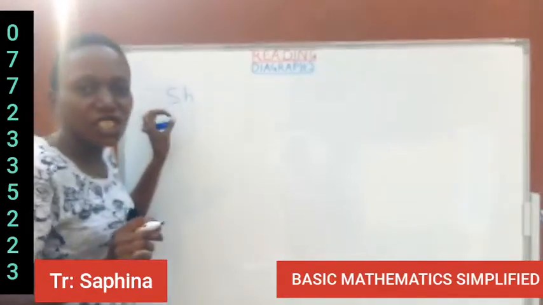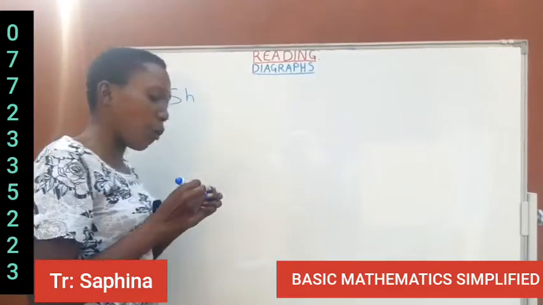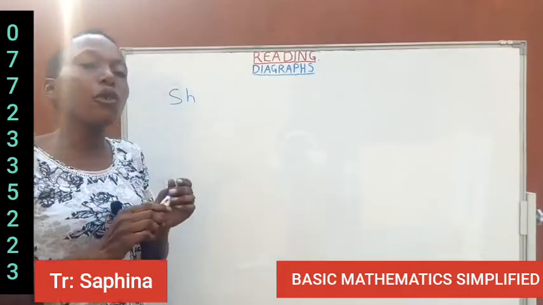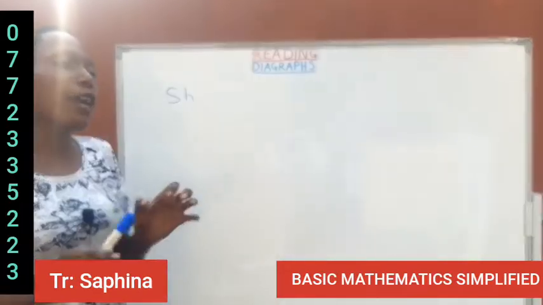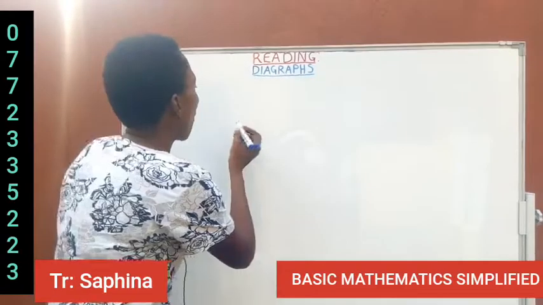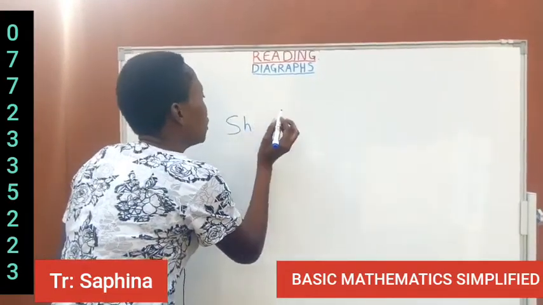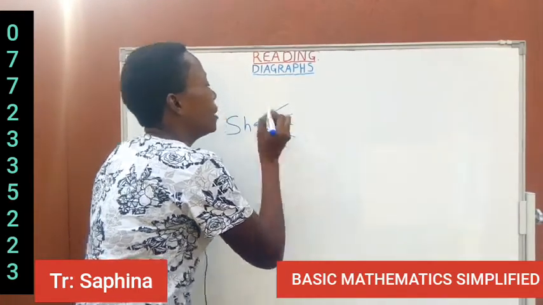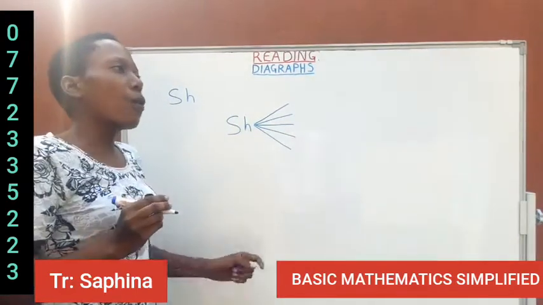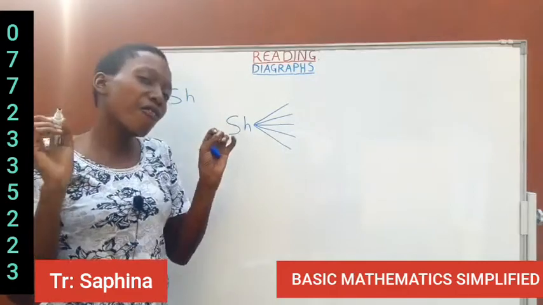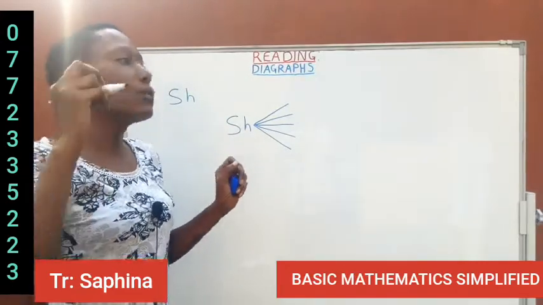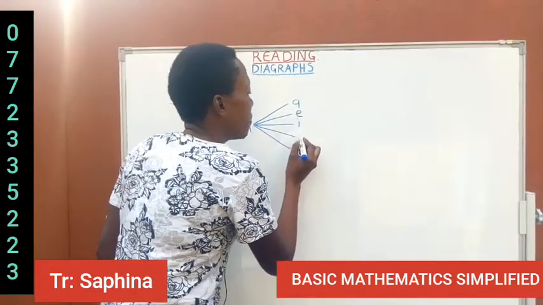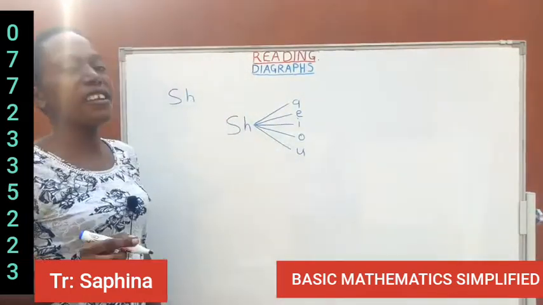This is sound sh. As you know, when you combine a sound with a vowel, you get something called a syllable. Now, you know it well that we have five vowels. We have five vowel sounds: a, e, i, o, and u.